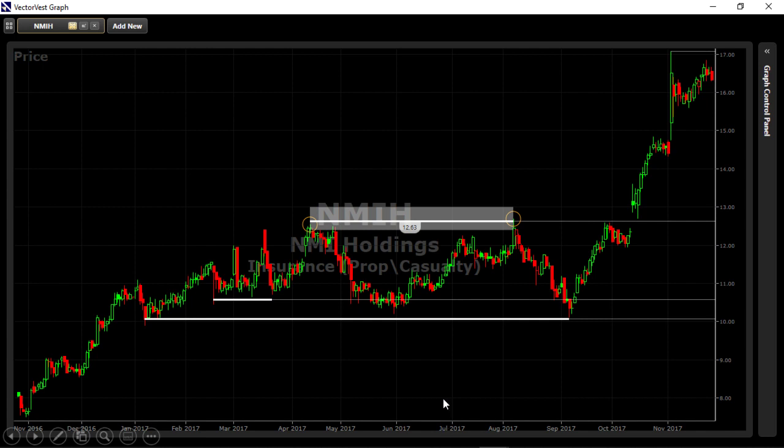So how do you use support and resistance in your trading? Number one, let's talk about the buying opportunities. There are two buying opportunities. Buying opportunity number one is when price retraces from support. Price retraces from support. Not just hits support, but retraces from support. And the other buying opportunity is when price breaks out through resistance.